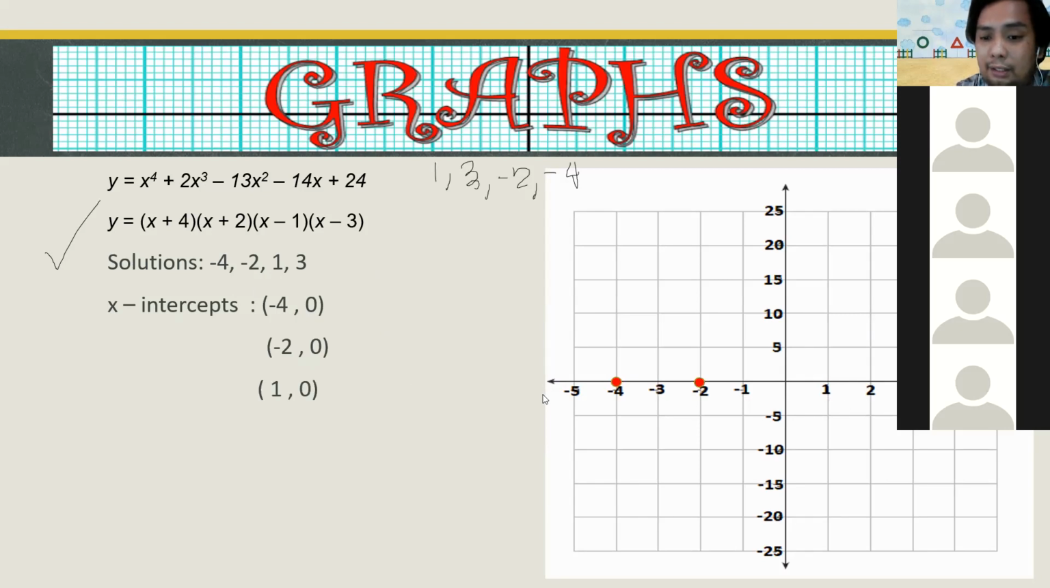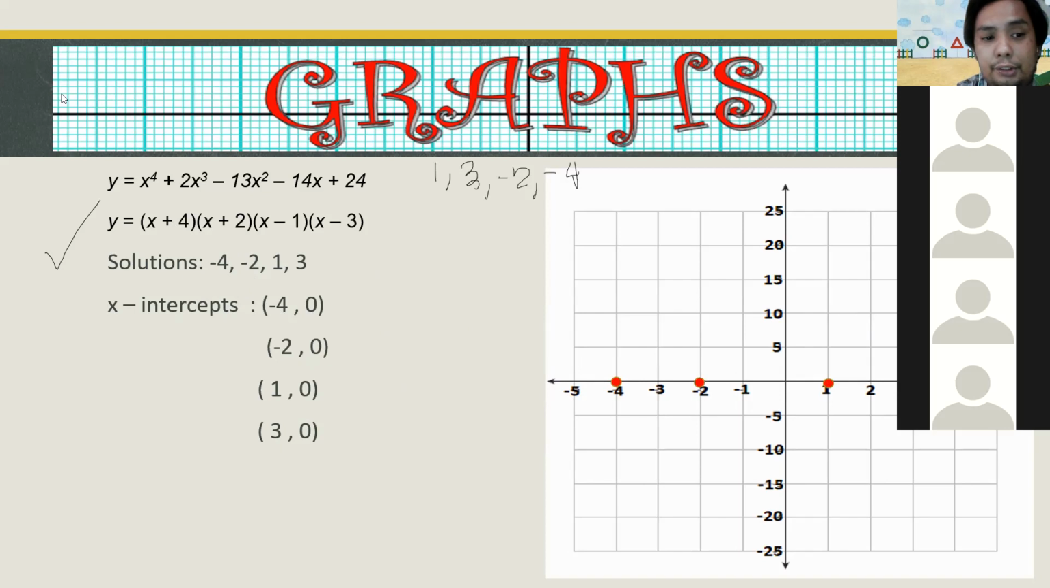Negative 1, 0 and 3, 0. If you notice, we already plotted those. Okay? So from our solution, these are our x-intercepts: negative 4, 0. Then negative 2, 0. Another one, 1, 0. And 3, 0.